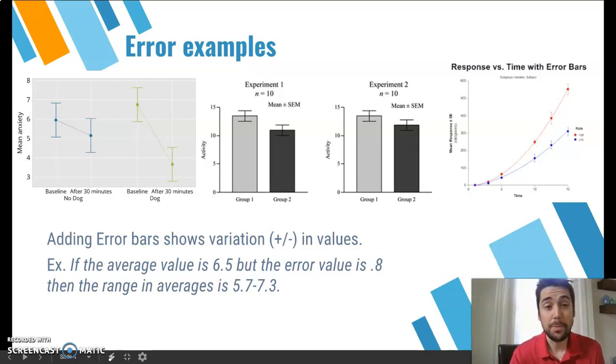So, for example, if we look at this one over here, if the average value is 6.5, but there's a 0.8 error, then the range in values or averages is really 5.7 to 7.3. Okay, that's really what it's trying to show you, that up and down variation there.